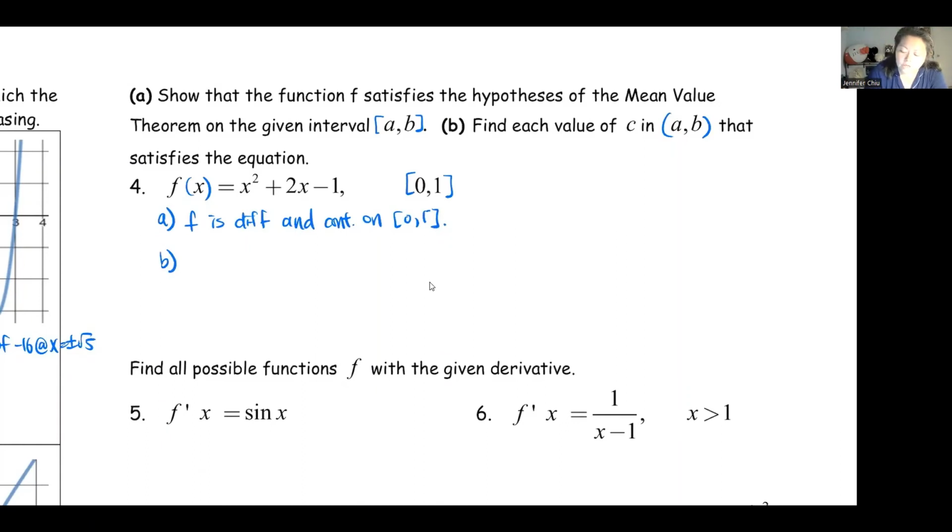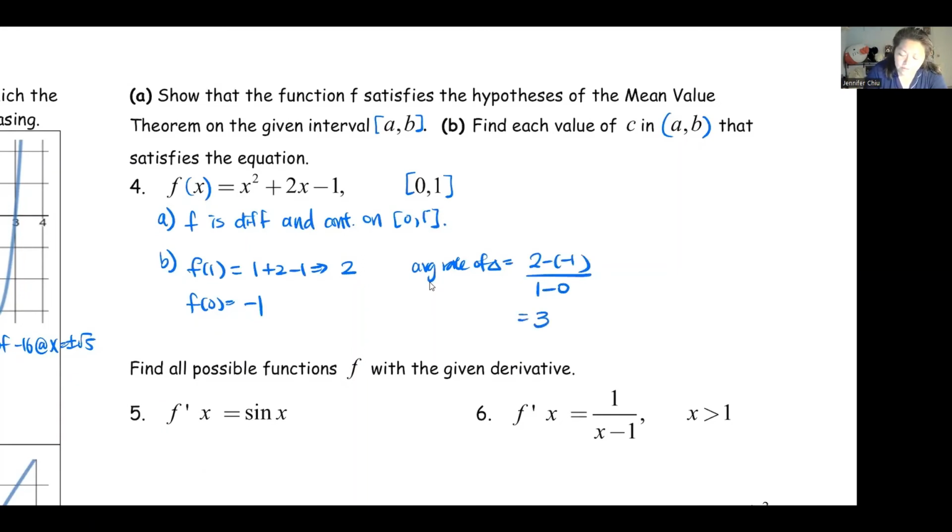I'm going to find the average rate of change first by finding the y values to these x values. So I'm going to find f of 1 and f of 0. F of 1 is 1 plus 2 minus 1. That gives me 2. F of 0 is negative 1. So my average rate of change is y2 minus y1 over x2 minus x1. This gives me 3. Okay.